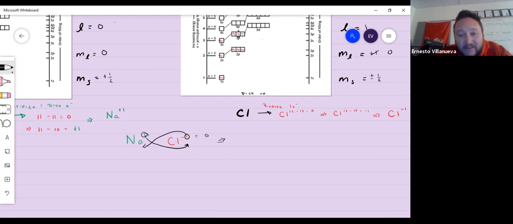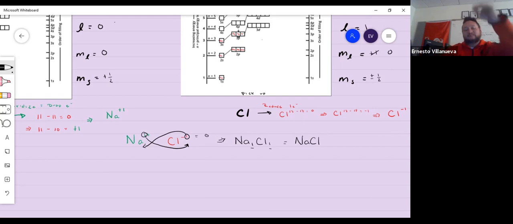When these 2 guys come together to form a neutral compound, you're going to need 1 sodium and 1 chlorine. Now, because 1, like in algebra, is understood, you don't need to write the 1s. So this compound becomes sodium chloride. Okay, sodium chloride. Now, in a compound, the positive ion always goes first. Always, always. Okay. The negative ion, which is in this case the chlorine, always goes last.